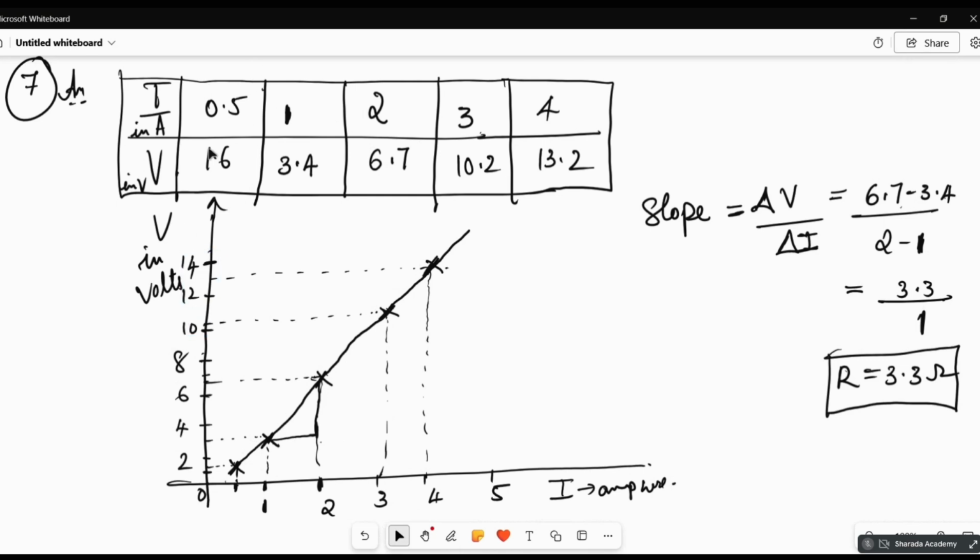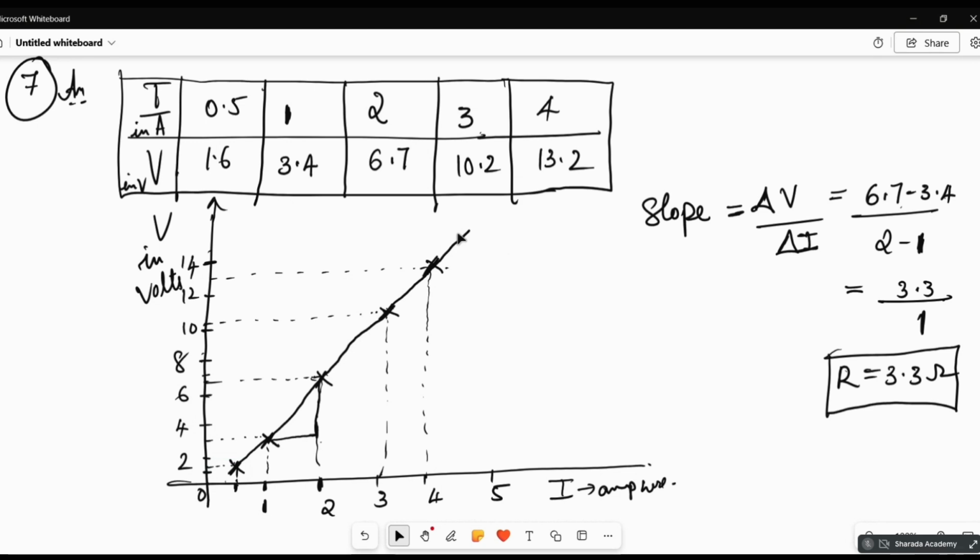Since I is 0.5, 1, 2, 3, 4, for the 1 centimeter block I have taken 1 unit. Here, 1 centimeter I have taken as 2 units. Now try to plot that. If you observe here, it is a straight line. For a conductor, you will get a straight line.